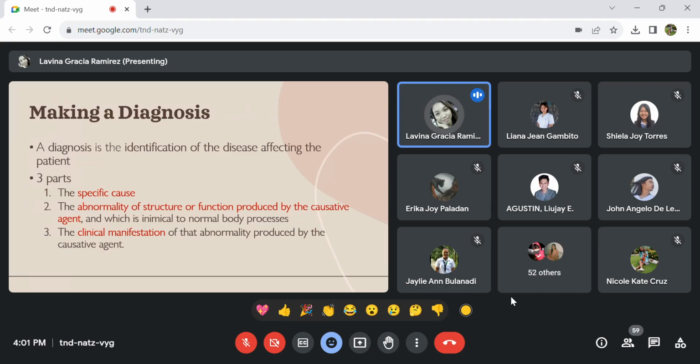So since we talk about herd, there are three parts of making a diagnosis. So the first one is to be specific. In making a diagnosis, we would like to get the specific cause of the disease.